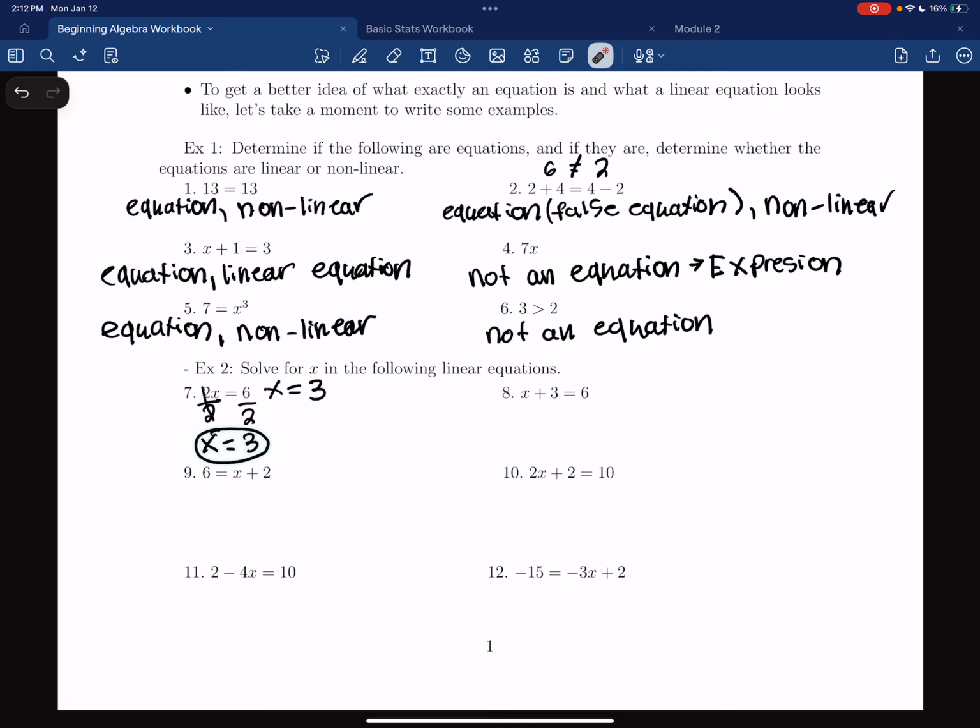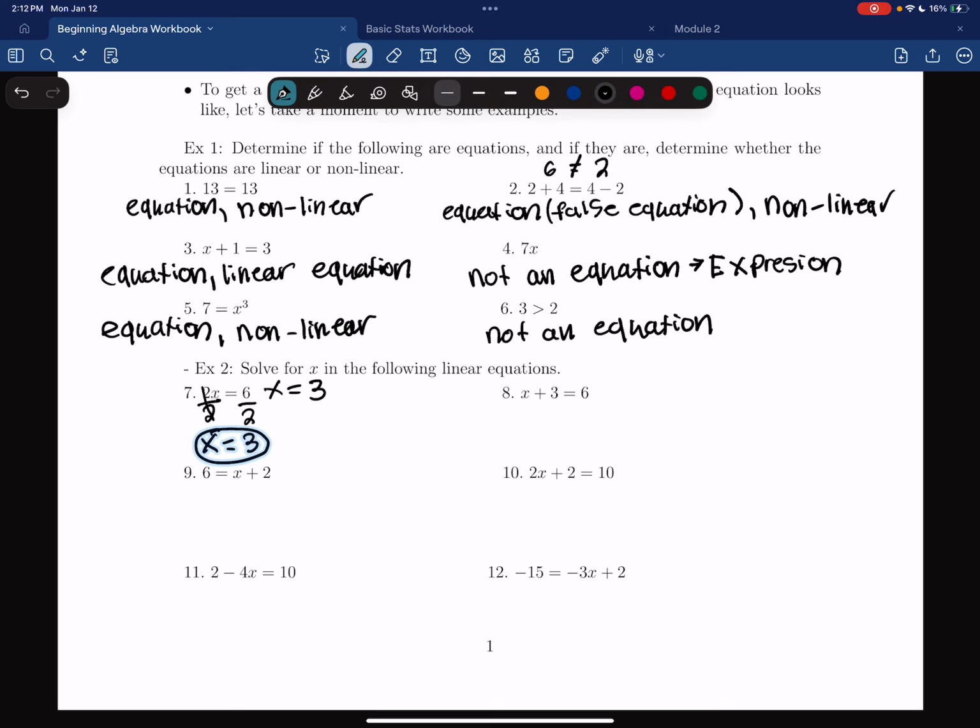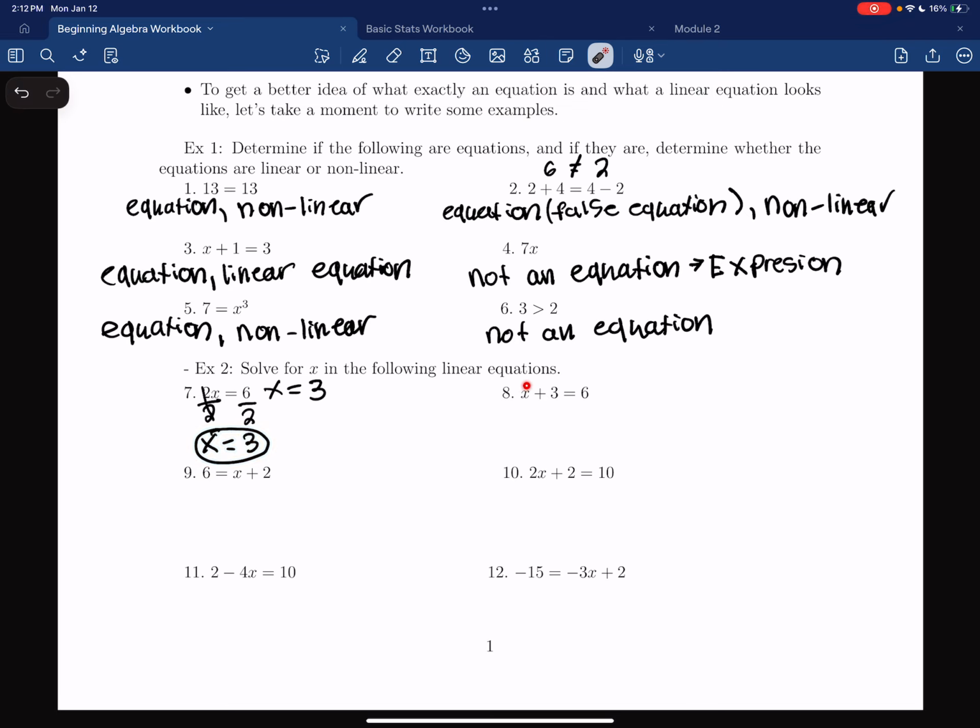Looking at example number 8, we have x plus 3 equals 6. Now this does look a little bit different, but the same logic still applies here. So x is some unknown value, and we have to think to ourselves, what does x have to be so when we add 3 to it, we get 6?